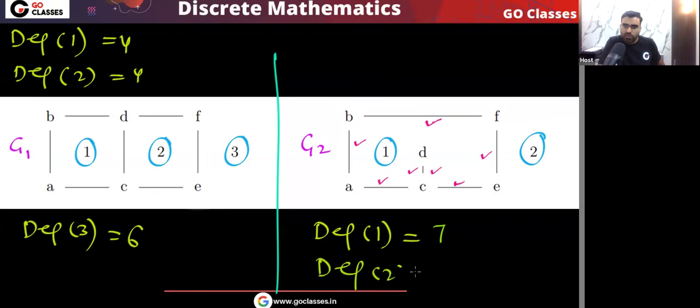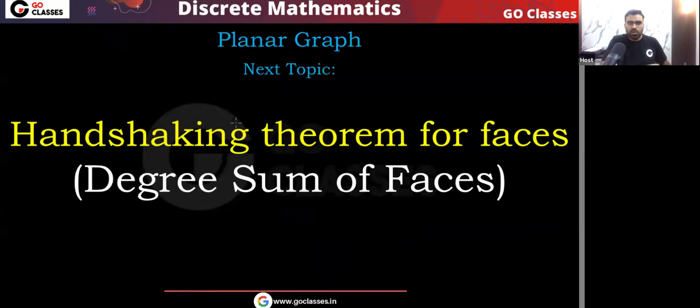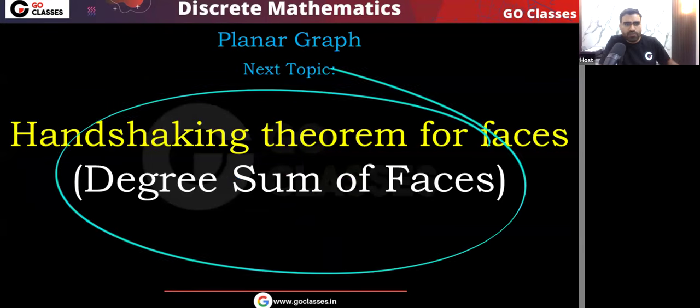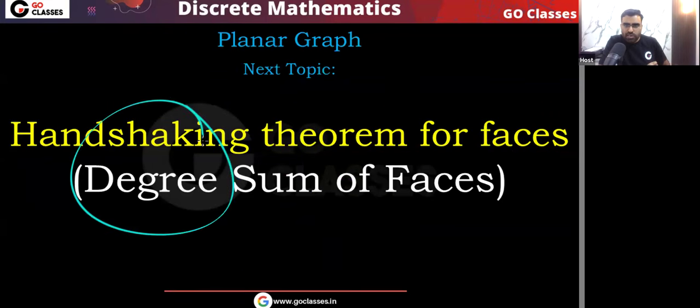And what is the degree of face 2? You can see face 2 is touching this side, this side, this edge, this side of this edge, this edge, this side. Okay, so you can see that will be 5. So the degree of face 2 will be 5. Understood? Let's move on. Now let's see the handshaking theorem for faces, meaning the degree summation of faces. We have already seen what the degree of a face is.